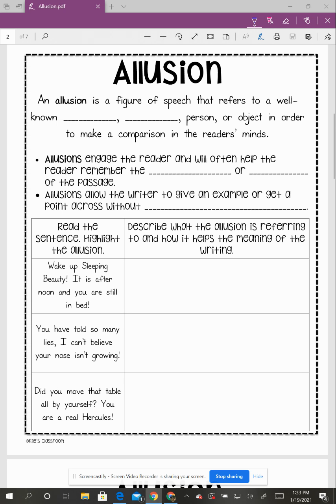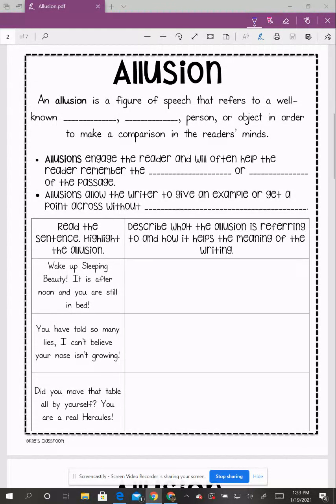All right, today with figurative language, we're going to talk about allusion. We talked about some other kinds of figurative language and how they don't always mean what they actually say. Allusion is a little bit similar. Today we're going to talk about how we can use things that we know really well, like movies and books and TV shows, and actually use them in our writing to make it more creative.